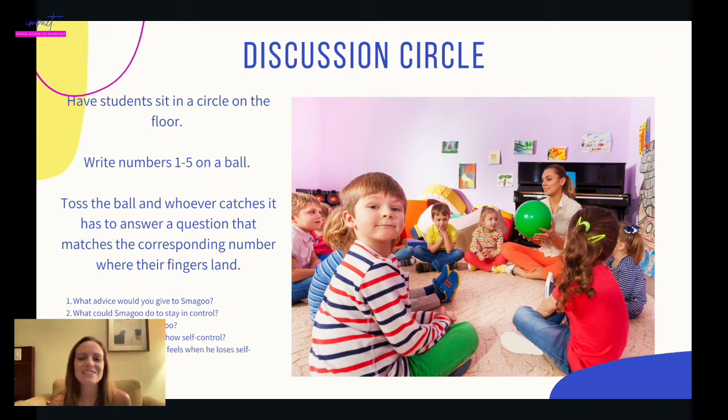To reflect on the Smagoo story, we're going to have a discussion circle. Get all the kiddos in a circle, get a ball. You're going to write the numbers 1 through 5 on it. You can just write it on there with a marker or tape little pieces if you don't want to mess up your ball. You're going to toss the ball, and whoever catches it, their hands are going to land in two areas, and they're going to pick the number that they're closest to. Or if they're touching two numbers, they can just pick one number. So they'll say, ooh, I'm touching number 2. Then you would read number 2, which says, what could Smagoo do to stay in control?